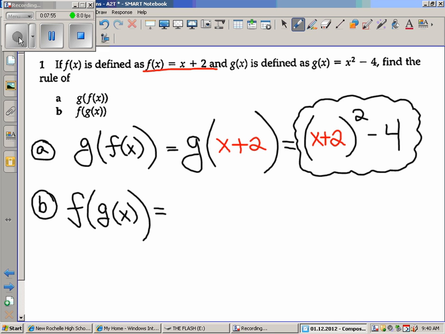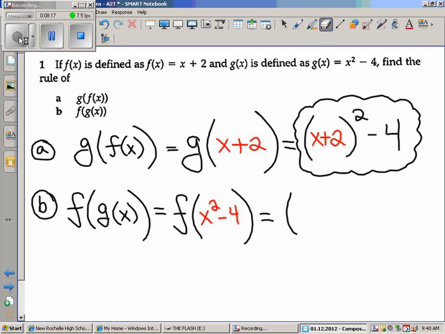So here we go. We're going to take the f equation now, and into the f equation, we're going to sub how much? Yeah, we're going to sub x squared minus 4. That's simply the same thing as x squared minus 4 plus 2. You're subbing it into the x spots.